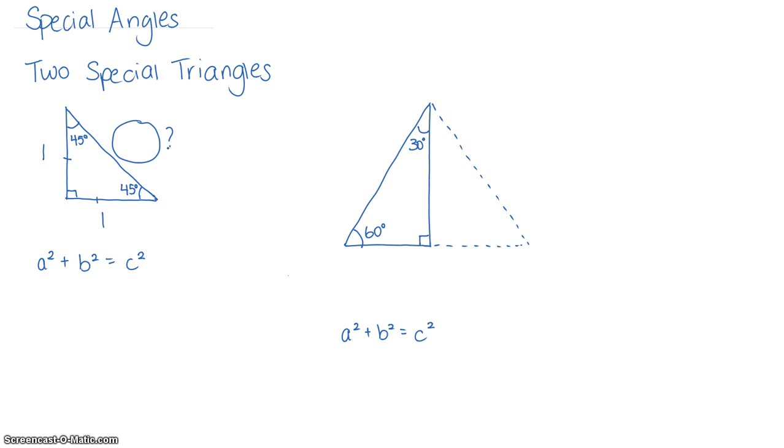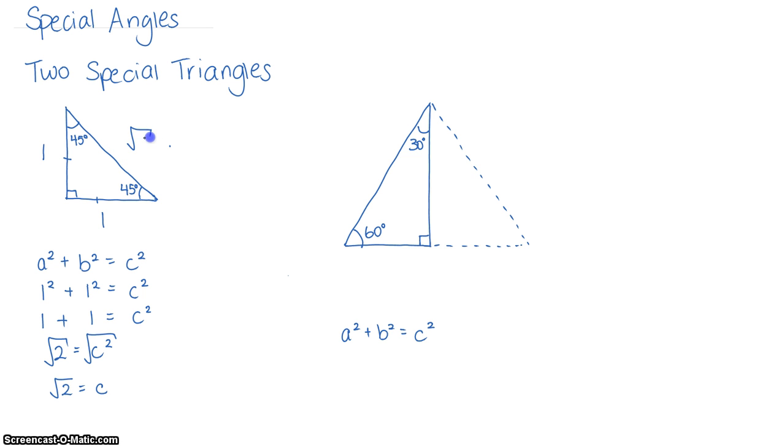If we use the Pythagorean theorem, 1 squared plus 1 squared is going to equal our c squared. 1 plus 1 is going to equal c squared. 2 is going to equal c squared. And in order to get c by itself, we square root both sides. So the square root of 2 is going to equal our side c.